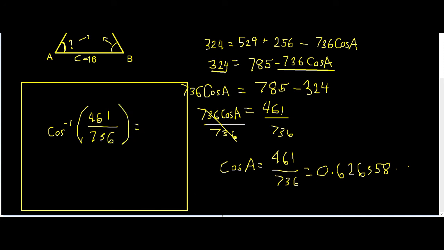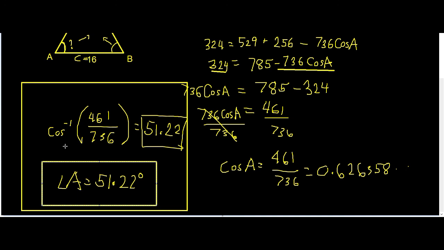Ganyan. So, pag in-input nyan, you will be having 51.22. And this one will be your angle, kay angle A. Meron kang angle A is equal now to 51.22 degrees. Ganon. Again, paano yung cosine negative 1? Shift nyo lang. Shift cosine, then input 461 over 736.